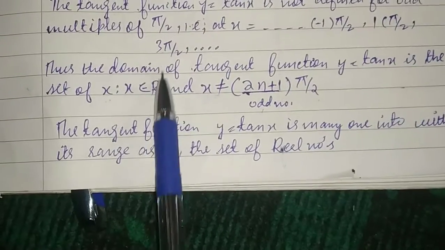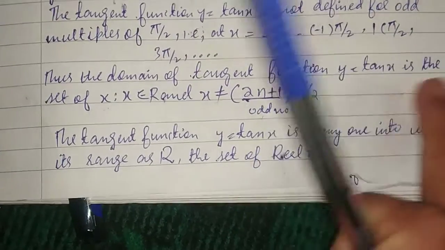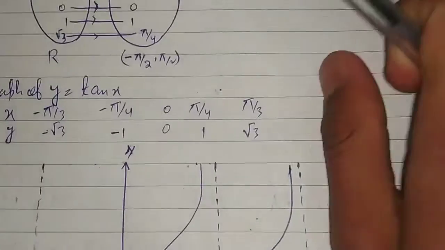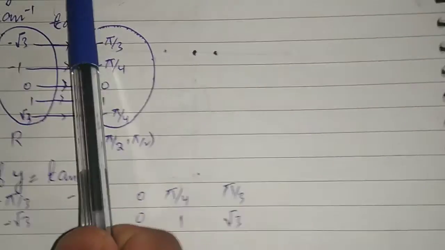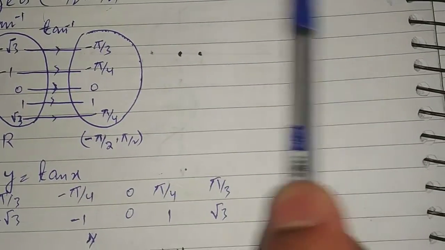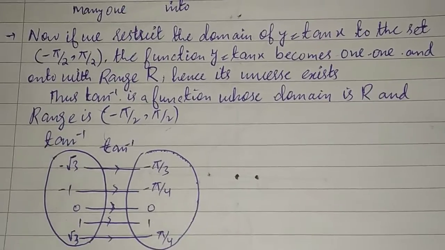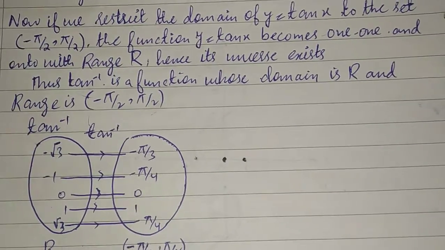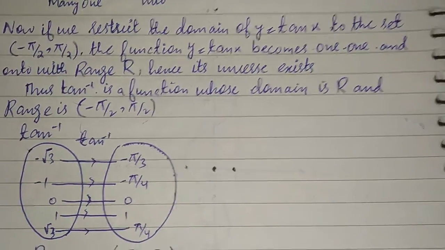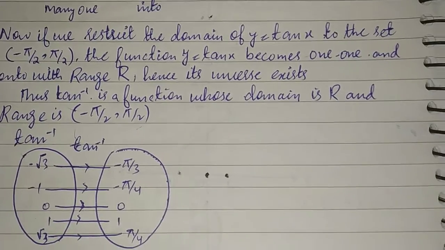Here the domain was the set of all real numbers excluding odd multiples of pi by 2, but here we are restricting its domain to minus pi by 2 to pi by 2. The function y is equal to tan x becomes one-one and onto with range R, hence its inverse exists. So after restricting its domain to minus pi by 2 to pi by 2, we'll be able to make it one-one and onto, and hence we'll be able to find the inverse.